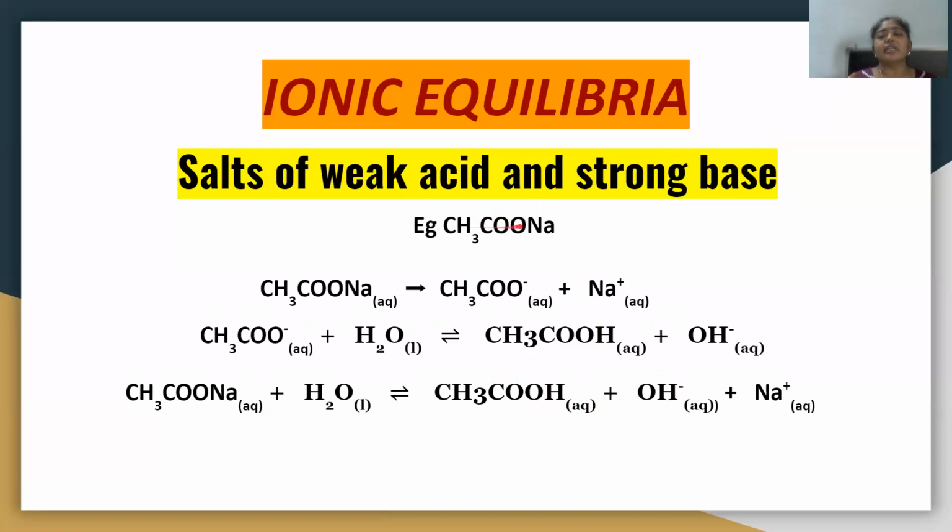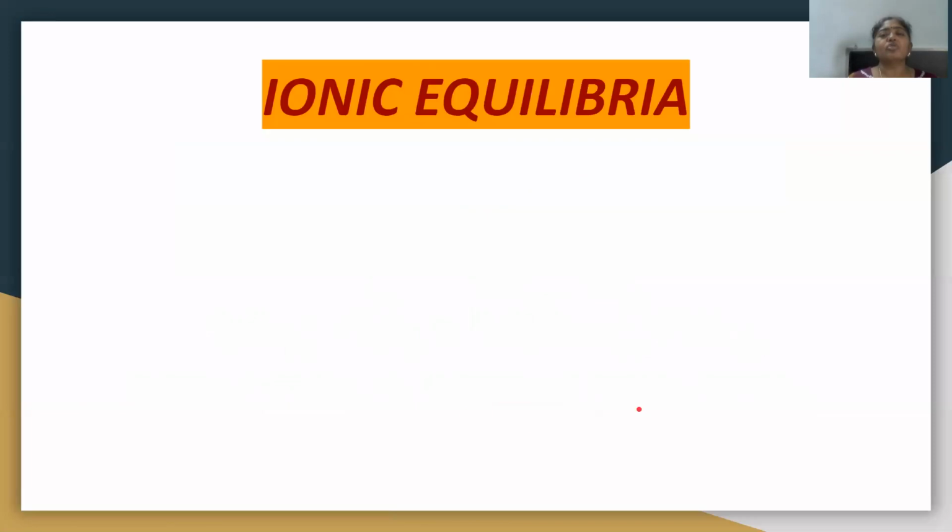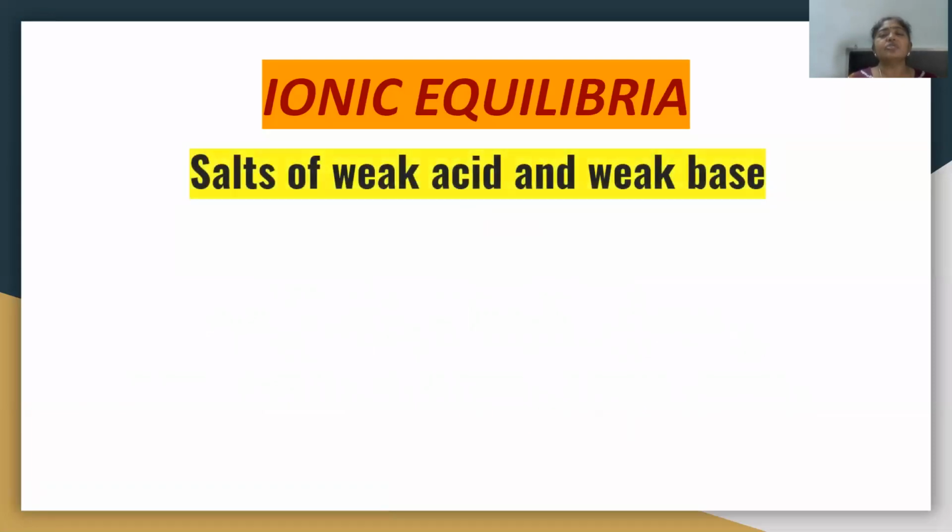So here it is acetic acid and sodium hydroxide. Acetic acid is a weak acid, sodium hydroxide is a strong base. So this salt is made by combining a weak acid and a strong base. Because the base is strong here, the resulting solution will be basic. Okay, and you have to write down the equations like this to explain why the solution is going to be basic in nature.